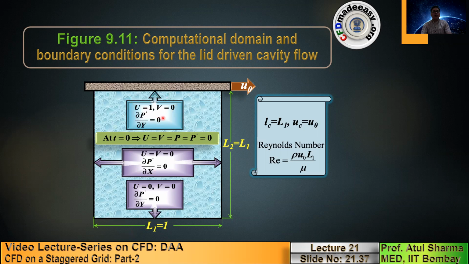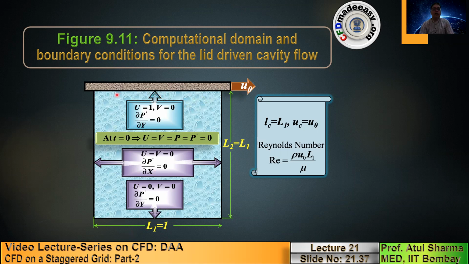This shows the boundary condition for the top wall, where capital U is small u divided by u0. So at the top wall, u is u0, so u0 by u0 is 1. So the non-dimensional velocity is 1. At the wall, v is 0. And this is the normal gradient of pressure correction, which is also applied at the top wall.